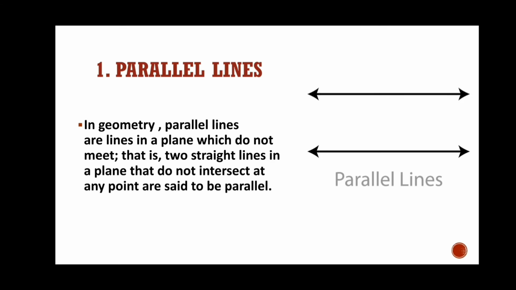Now first of all, let's see what is a parallel line. In the figure you can see the two lines. These are called parallel because these lines don't meet anywhere in a plane. When two straight lines in a plane do not intersect each other at any point, then these lines are called parallel lines. So parallel lines are those lines which do not meet and do not intersect each other at any point.